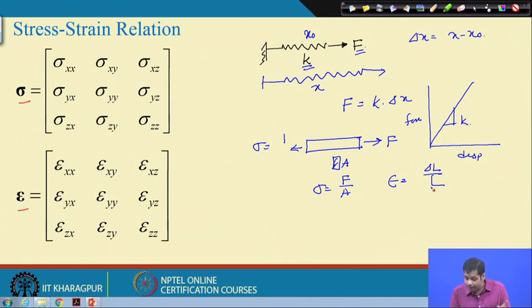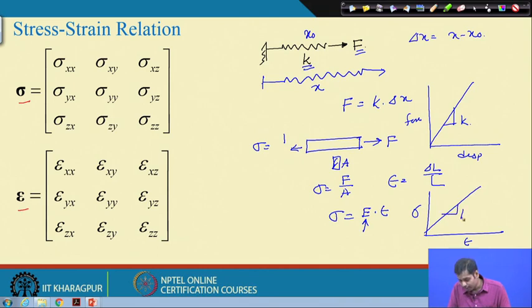And then you define that sigma is related to epsilon as sigma equals E into epsilon, or sometimes Y into epsilon, where E is the Young's modulus or elastic modulus. If you plot epsilon and sigma, this slope is E, the elastic modulus. So this is the relation between sigma and epsilon.